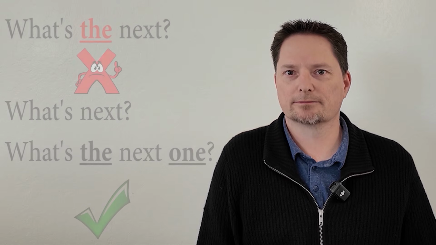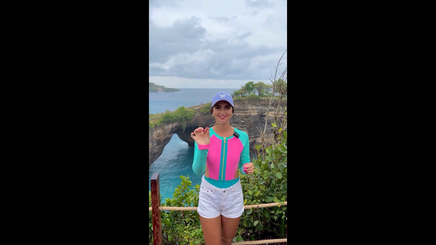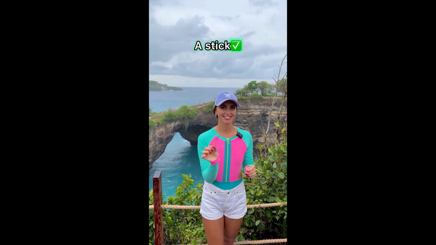This is also not correct. What about this? A stick. A steak? The word is not pronounced steak. It's pronounced stick. This is a stick. Or better, this is a twig. It's a small stick from a tree.